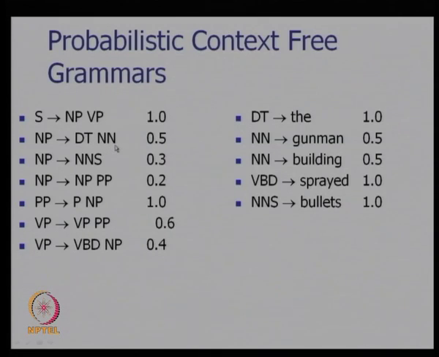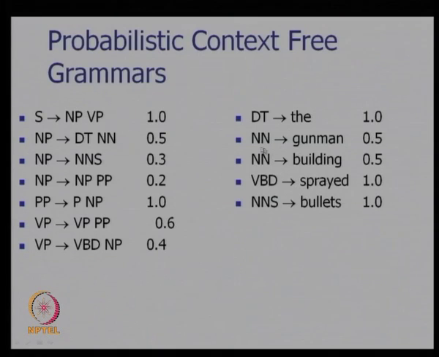NP goes to DT NN has the probability 0.5. NP goes to NNS 0.3. That means NP consists of a plural noun, which happens 30% of the times in the corpus data. NP goes to NP and PP, that means a noun phrase consists of a noun phrase followed by a preposition phrase, which happens 20% of the times. Preposition phrase is always preposition and noun phrase, that is why probability 1.0. Verb phrase can be verb phrase and preposition phrase 60% of the time. Verb phrase can be a verb in past tense and a noun phrase 40% of the time.